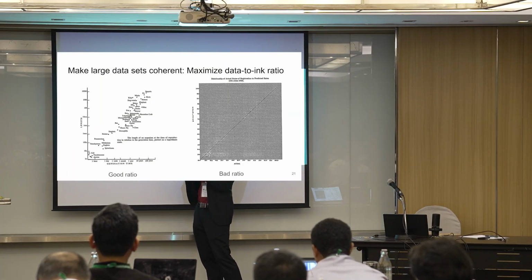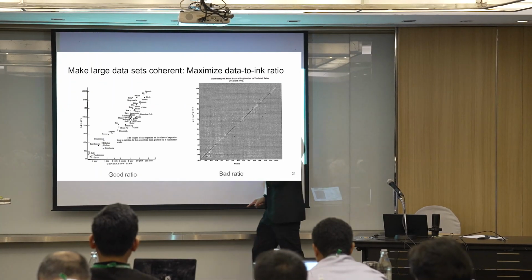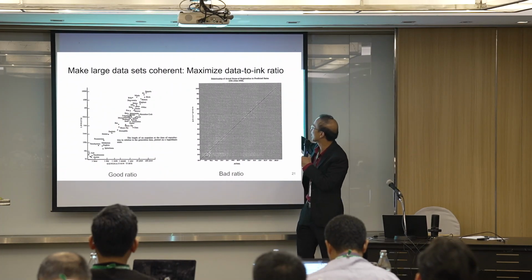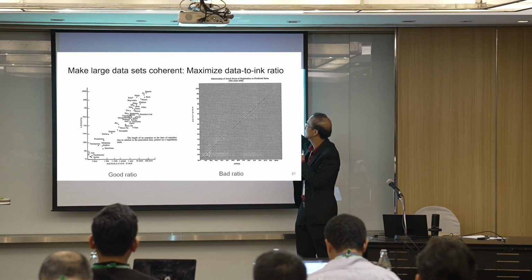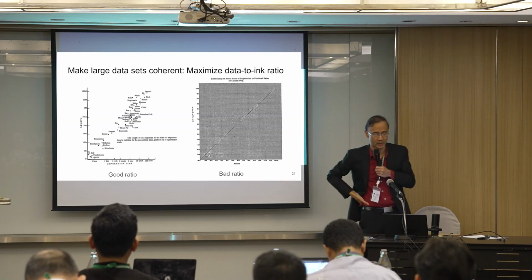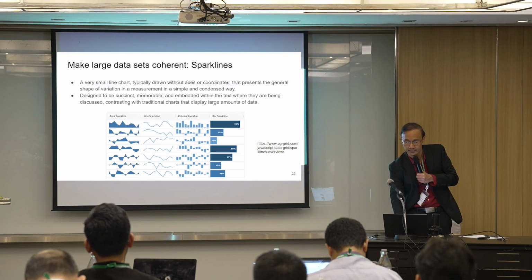So the ink that you use to plot the data is used for the data, which means this is a good ratio, but this is a bad ratio where a lot of ink is present but carries no information, right? So that's also something, how the data-ink ratio can help a visualization.